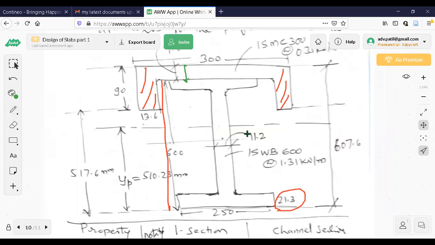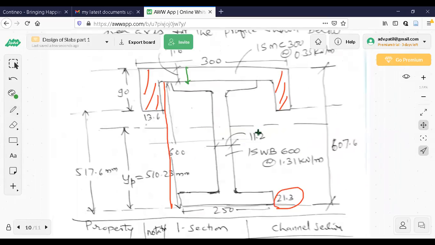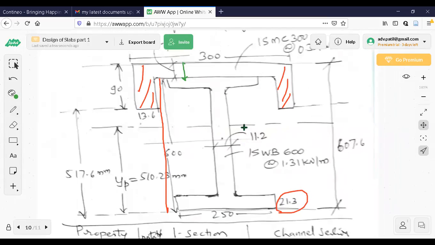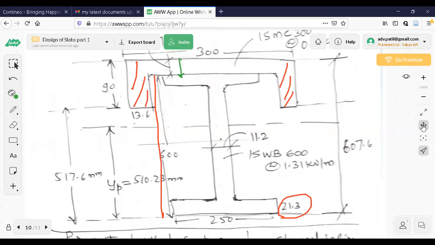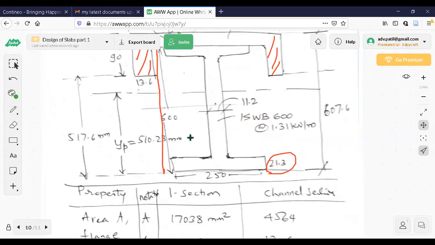Because I think you studied steel structures during Corona only. RCC, that time there was no Corona, I think. So anyway, just observe here.